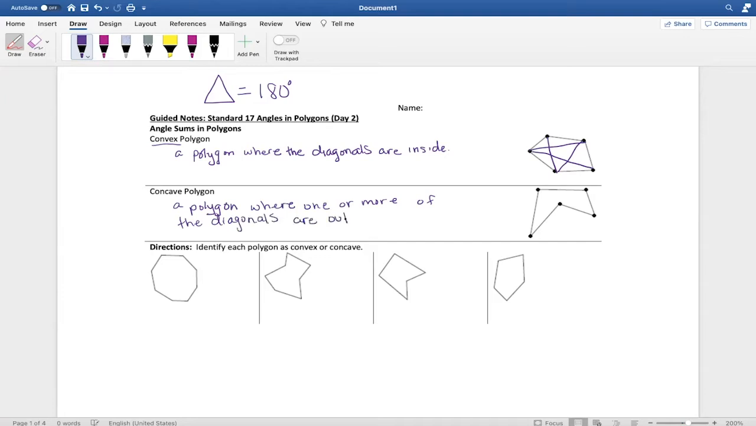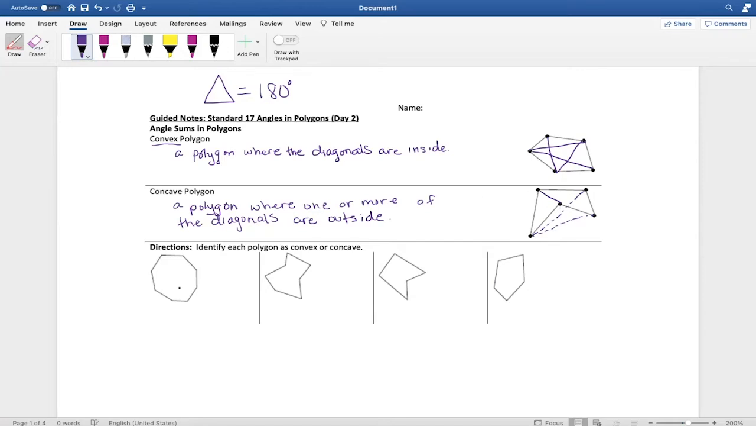Or outside. So let me show you an example. Here, this diagonal, going from one vertex to another, would be inside. However, if I try to go all the way across to that other vertex, I'd be going outside of that shape. Same thing here. It's outside of that polygon. And so that's what we call concave. You can kind of see also it goes in.